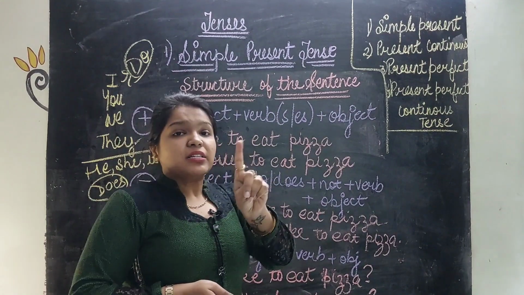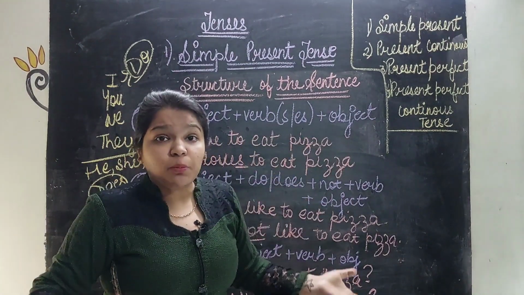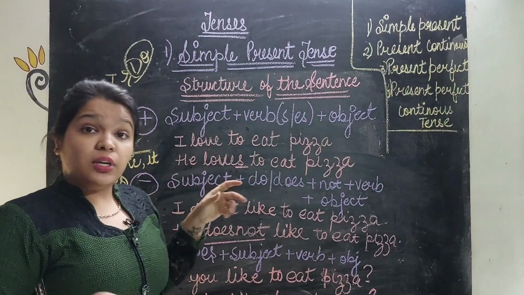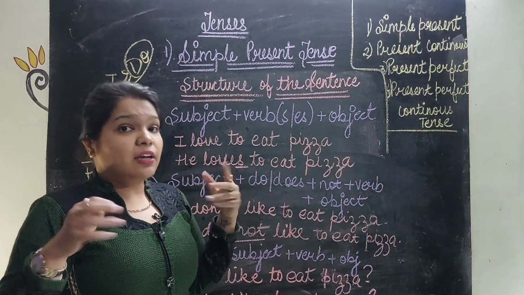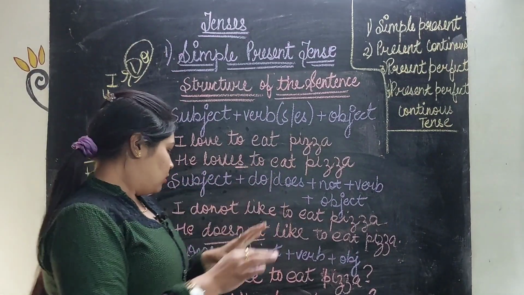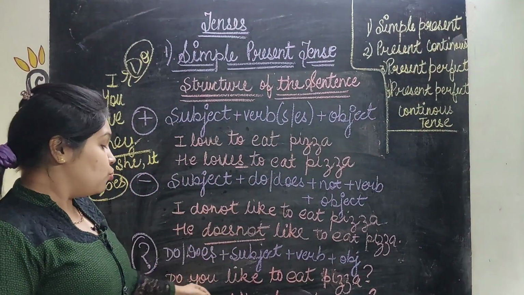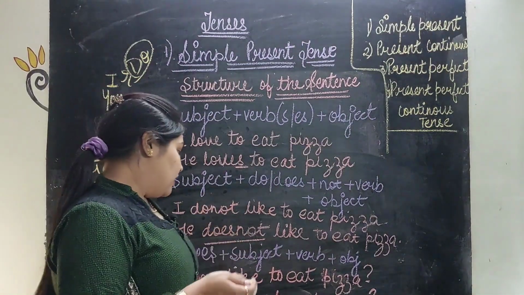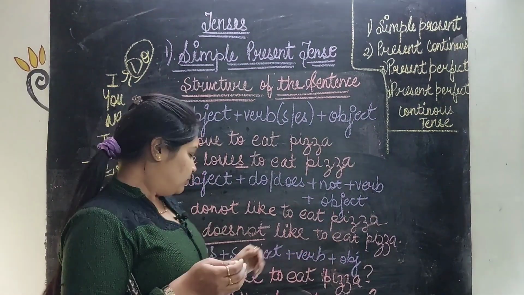So, I will never say, does we like to eat pizza? It will be wrong. I will never say, does we, does they? No, it will be grammatically wrong. So, what will I say? Do you, do I, do we, do they like to eat pizza?